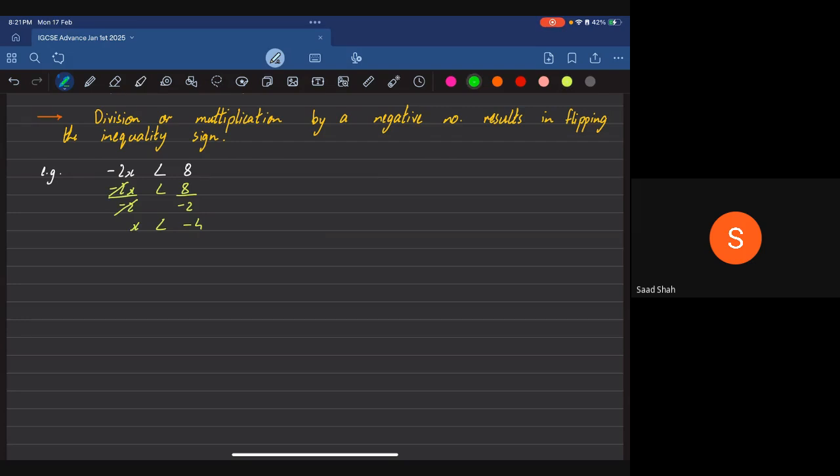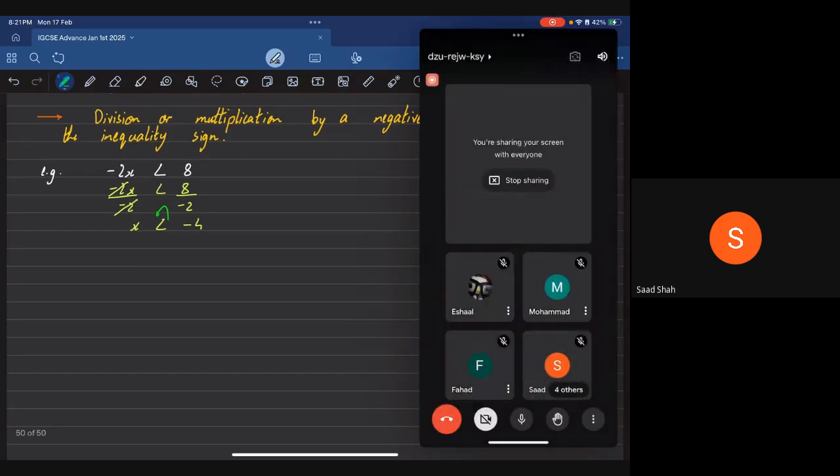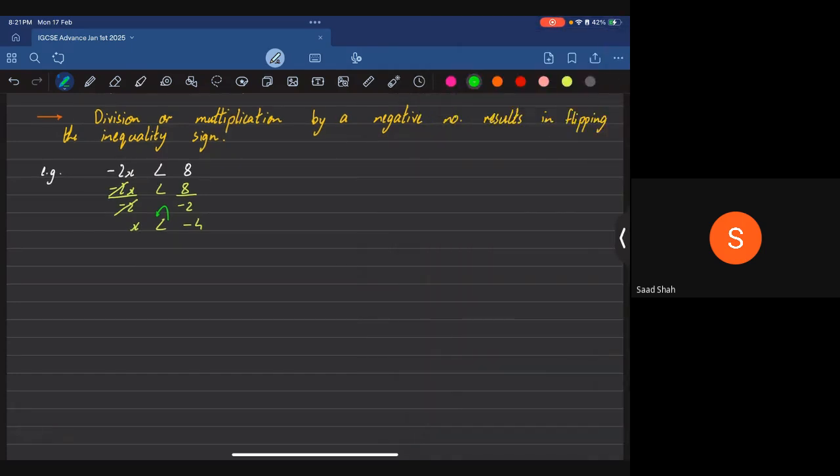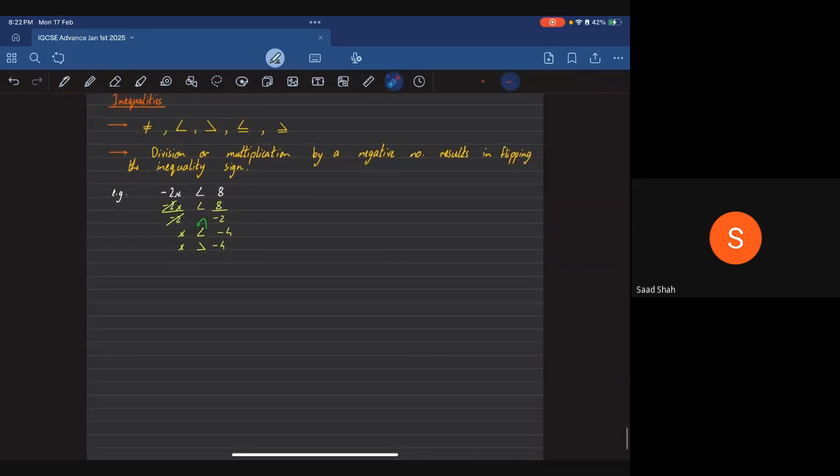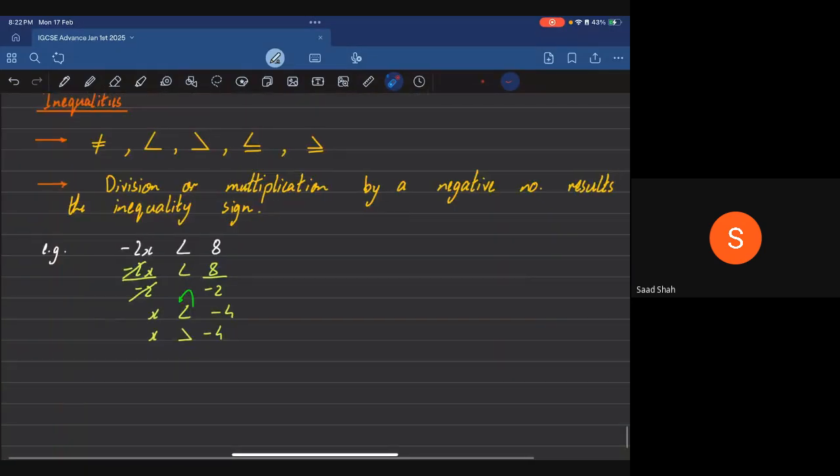But we flip the sign. When we flip the sign, your final answer is going to look somewhat like x is greater than minus 4. Clear? Okay. That is always going to happen whenever there is division or multiplication by a negative number. Keep that in mind. It results in flipping the inequality sign. Whatever it is, less than or equal to, you just change its direction.